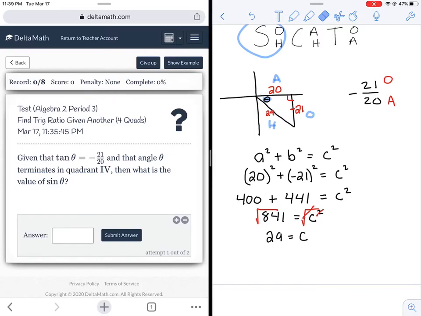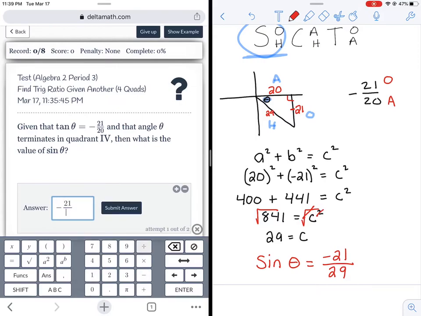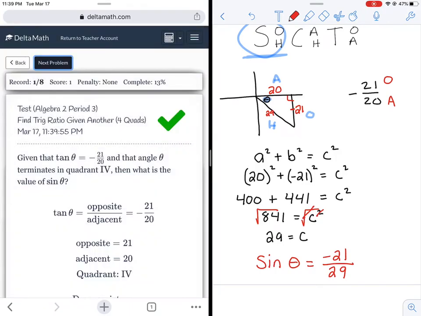So let's go back to what our question is. They want the sine of theta. Again, sine is opposite over hypotenuse. So sine of theta: my opposite is negative 21, and my hypotenuse is 29. When I enter this answer, you could type negative 21, and then when you press divide, it'll make it into a fraction, and then 29. And let's submit our answer.